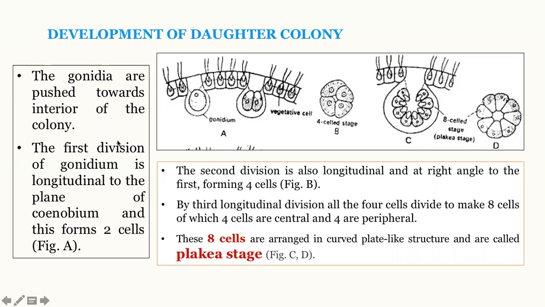So till here, what happened? Any random cell in the posterior side of the colony will start enlarging and gets pushed towards the interior of the colony. And this enlarged cell will function as a gonidium. The cellular matter of the gonidium will undergo a longitudinal division to form two cells. These two cells again undergo a second division, which is also longitudinal, but at right angles to the first. And this will result in the formation of four cells. These four cells again undergo another longitudinal division, which will result in the formation of eight cells. And these eight cells, in a plate-like arrangement, are known as the plakia stage. Okay?